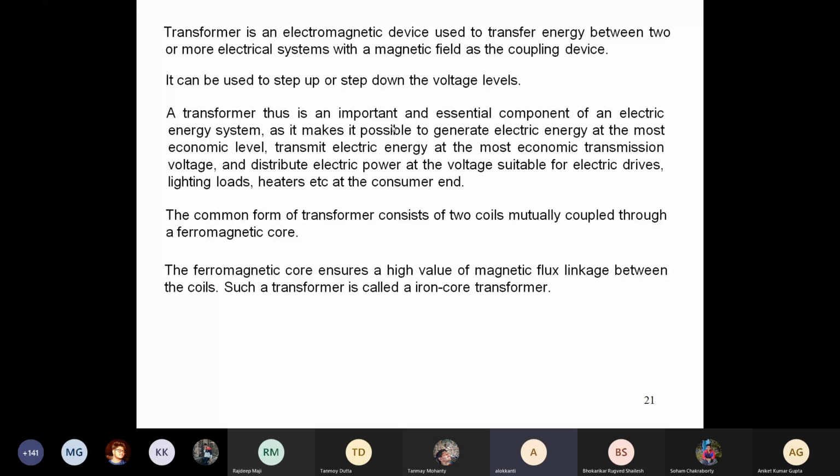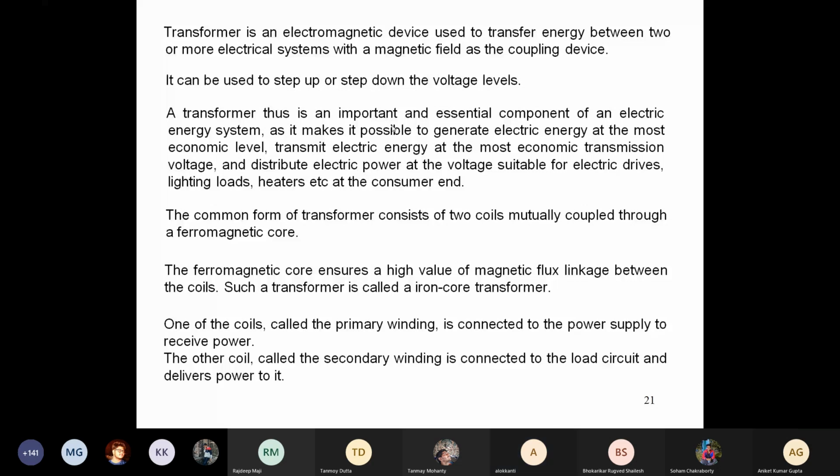And since the core is mostly iron or its alloys, the transformers are called iron core transformers. So most of the transformers are basically iron core transformers. One of the coils, called the primary winding, is connected to the power supply to receive power. The other coil, called the secondary winding, is connected to the load circuit and delivers power to it.